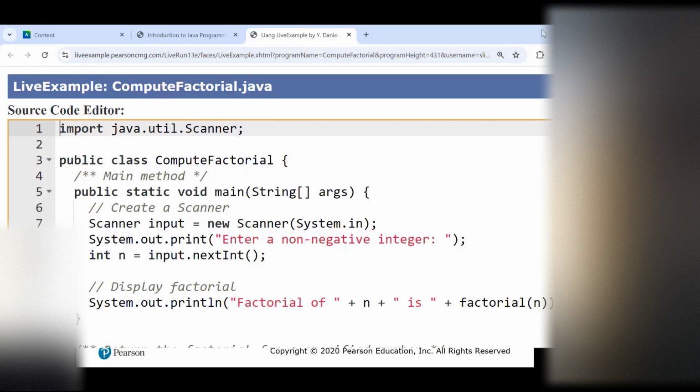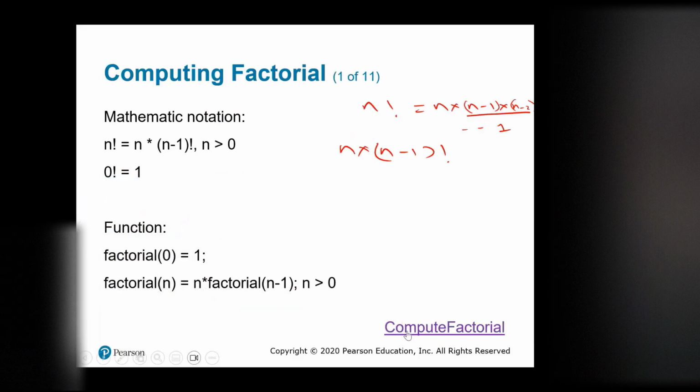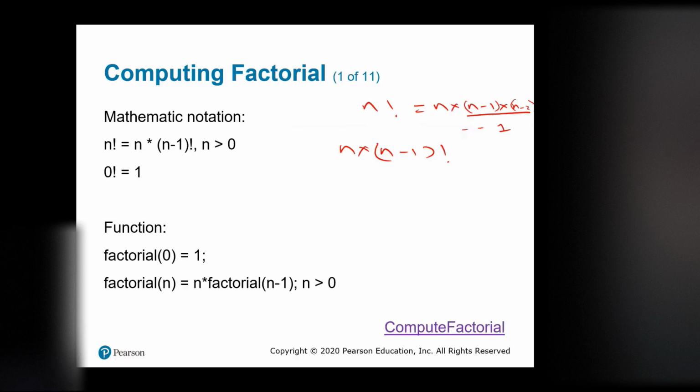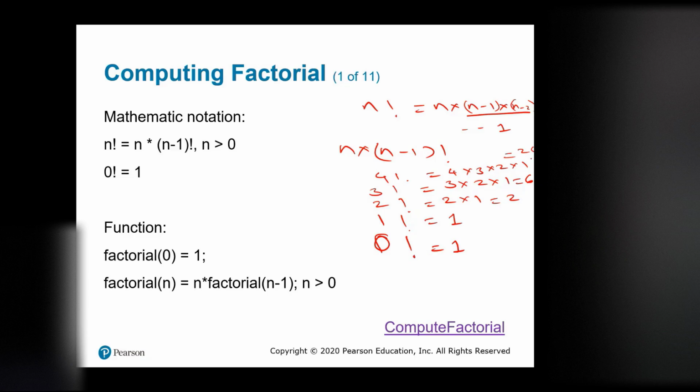Let's go back to the presentation. So we know that for our base case here, we assume that 0 factorial is 1. And then after that, 1 factorial is 1. 2 factorial is 2 multiplied by 1, which is 2. 3 factorial is equal to 3 multiplied by 2 multiplied by 1, which is 6. 4 factorial is 4 multiplied by 3 and so on.